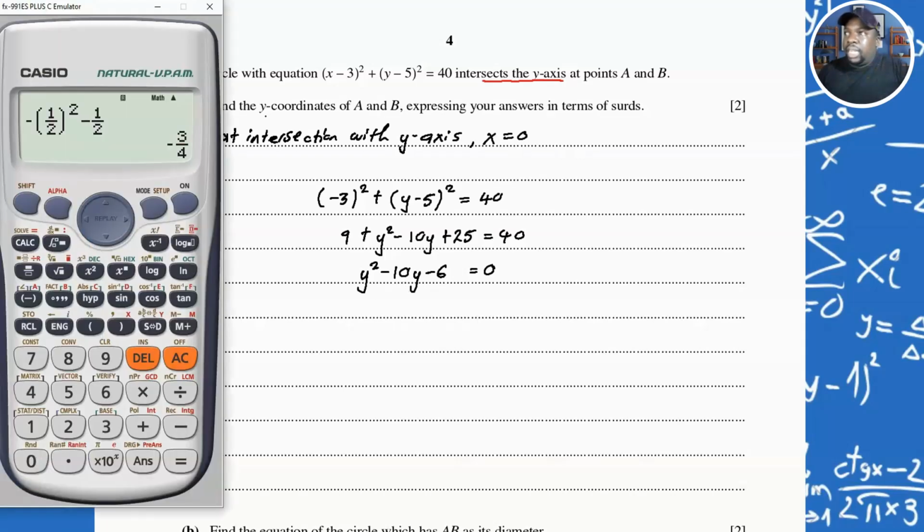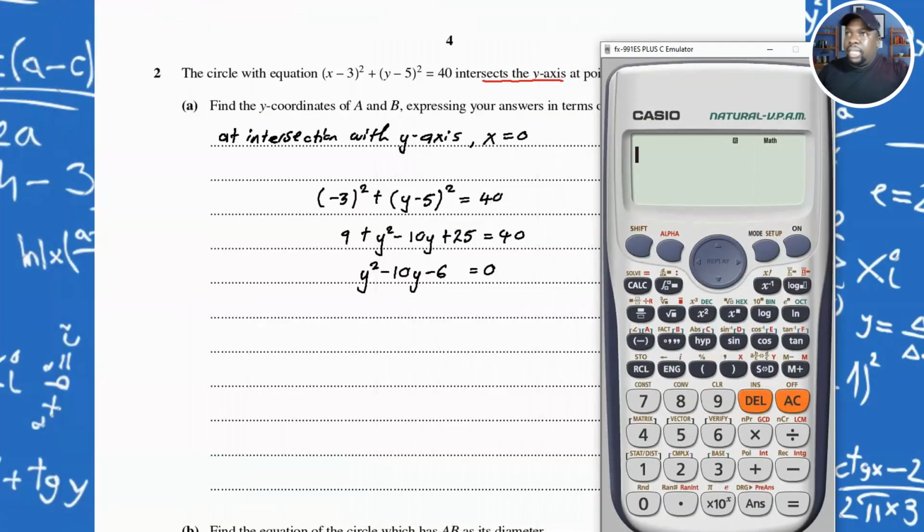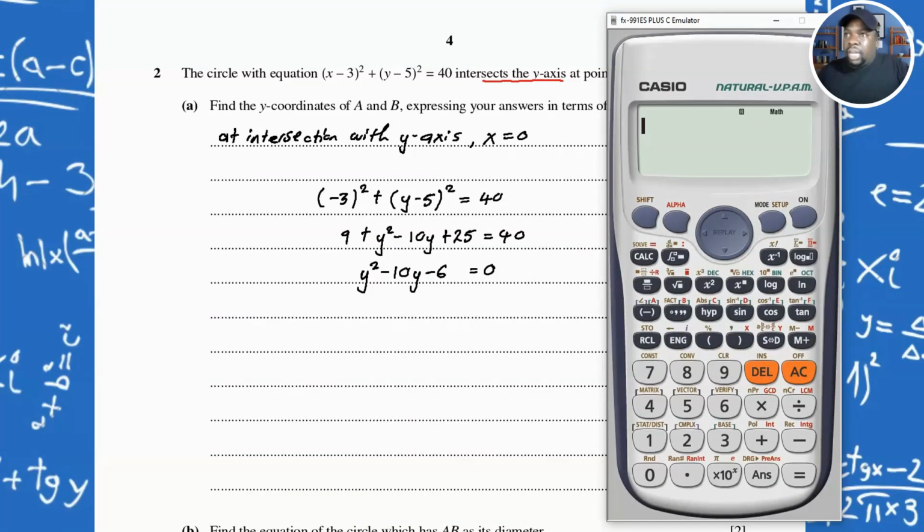So I'm going to use the calculator, all right, for this, for a quick working. So I'll go to the quadratics mode, option 5 and option 3. Then the coefficient of y squared is 1, so 1 equals, then minus 10 equals, then minus 6 equals, and when we solve this we get one of the roots being 5 plus root 31.